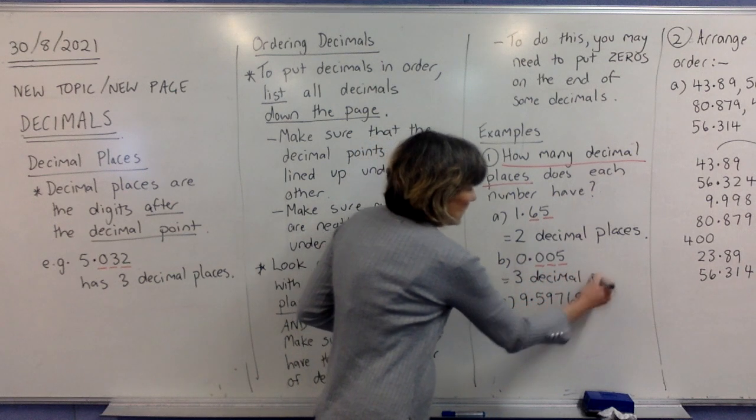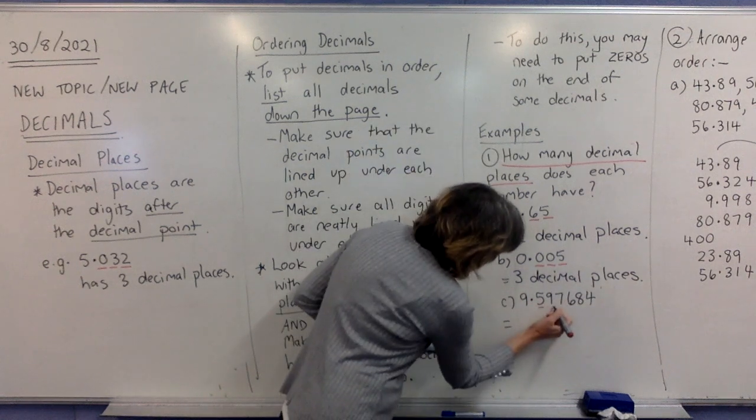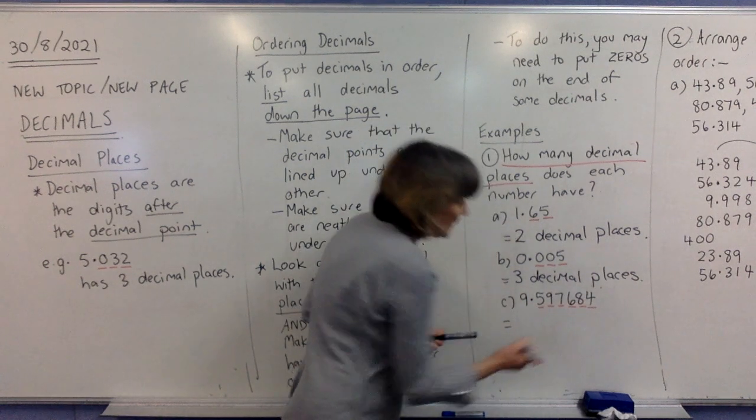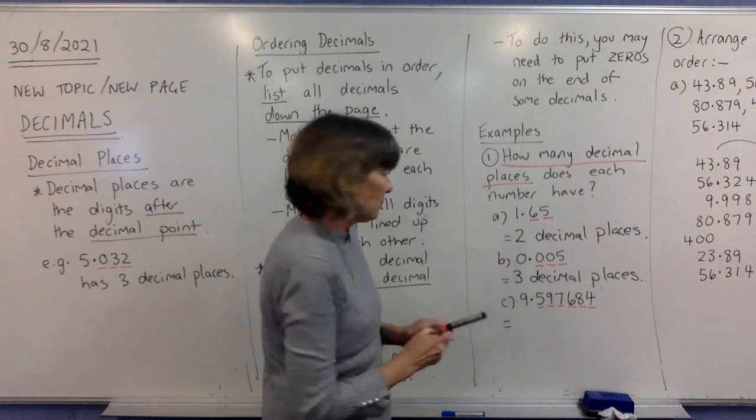In the next one, we're doing the same thing. Look after the decimal point. Let's underline all the digits after the decimal point and count them up. 1, 2, 3, 4, 5, 6 decimal places.